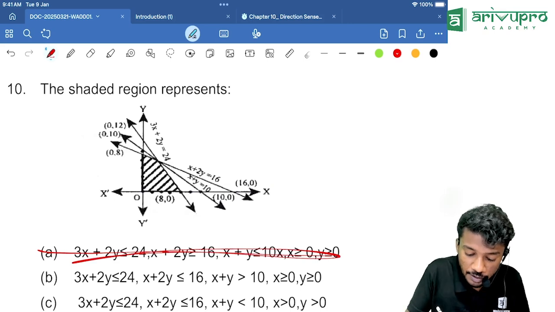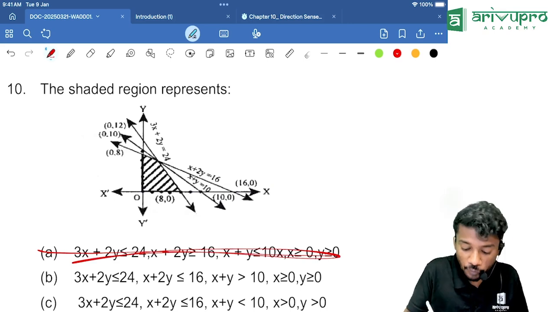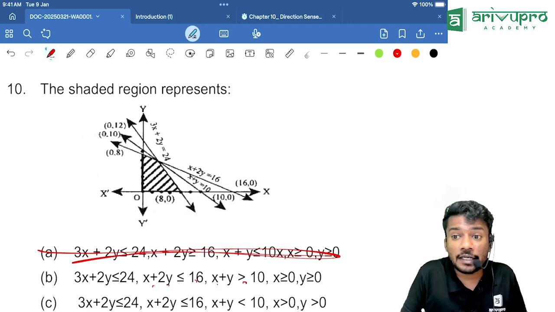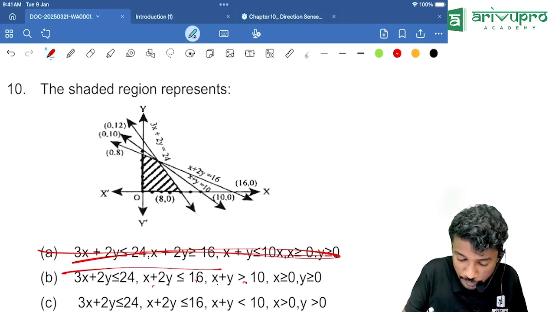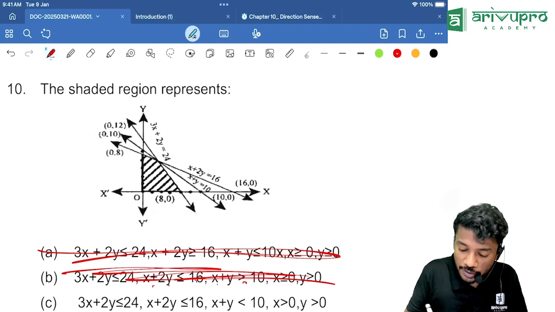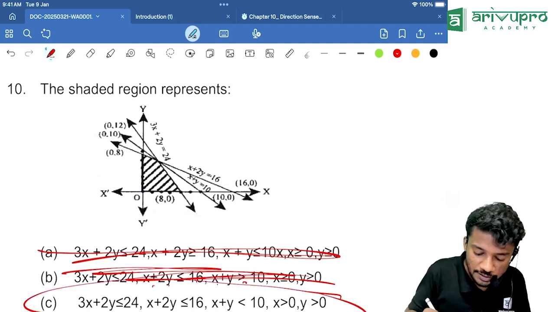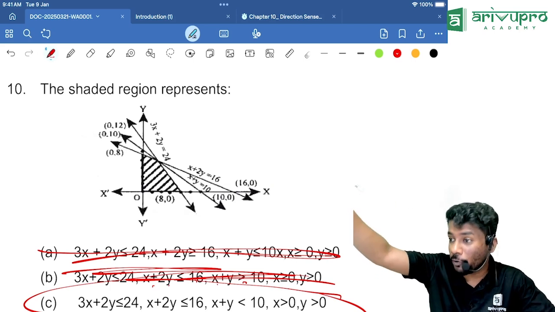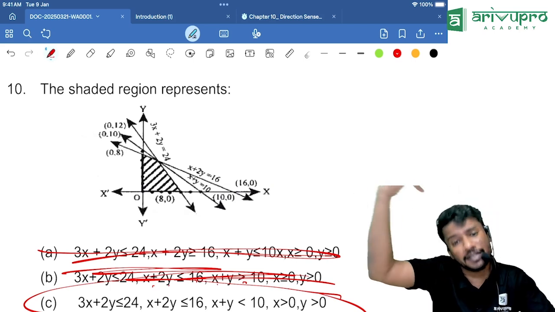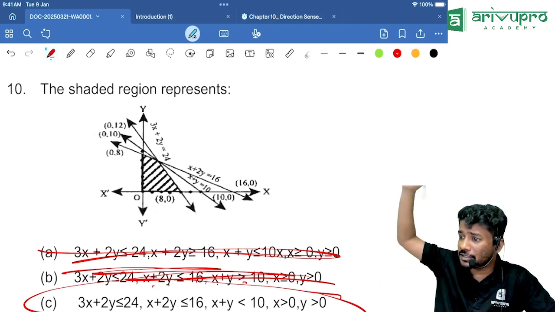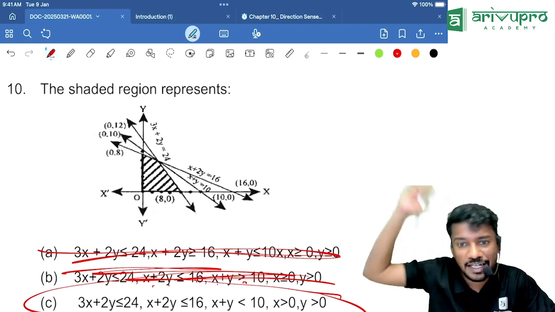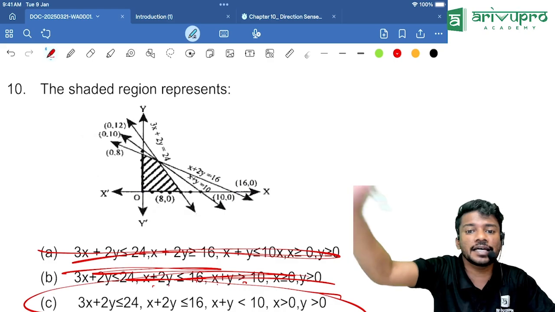Try option B. 0 plus 0 is less than 24. 0 plus 0 is less than 16. 0 plus 0 is greater than 10. Is that true? No. Try the last one. Everything is proper. So answer is option C. Got the point? Always find a test point. If you cannot use 0, 0, try some other point. Do you remember the methods? Take some other point. Take 1, 1 or 2, 1 or 0, 10. Something like that you take. If it is satisfying, that is our answer.